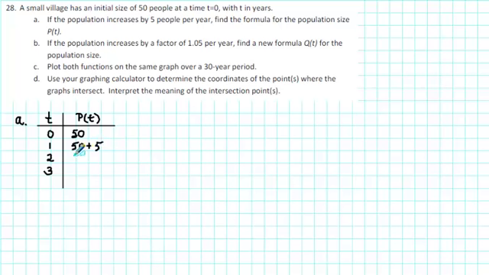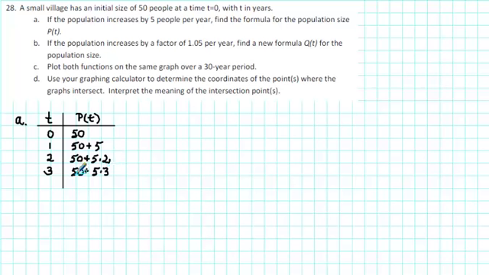After 2 years, we'll need to add another 5 people, so that will be 50 plus 5 plus 5, but the shortcut for writing that would be 5 times 2. Similarly, after 3 years, there would be 50 plus 5 people for each of the 3 years that has gone by, so 50 plus 5 times 3.